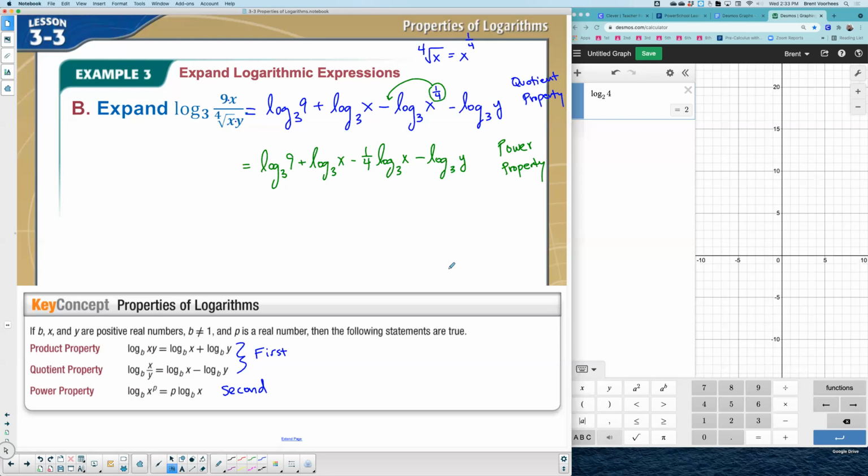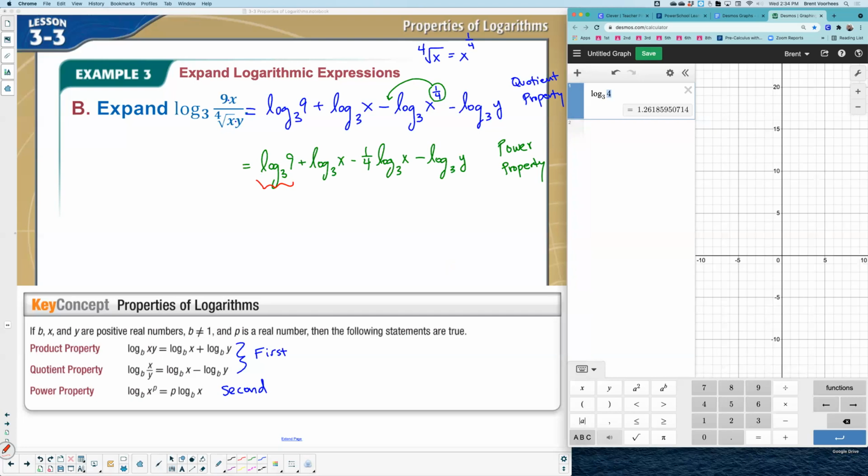We can simplify. Do any of those logarithms simplify? The question you're going to ask yourself is, do any of the logarithms not have a variable that you can type in the calculator? Yeah, which one? Log base 3 of 9. That right there, what that really means is 3 to what power gives me 9? It should be a 2. Okay, over here, log base 3 of 9, the answer is 2 because 3 squared is 9. So that is a 2.